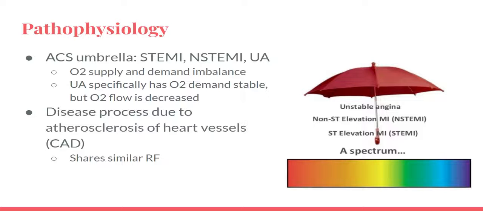The disease process of unstable angina is typically due to plaque buildup in the heart vessels and therefore shares very similar risk factors with coronary artery disease, being male sex, diet, like a sedentary lifestyle, and smoking.